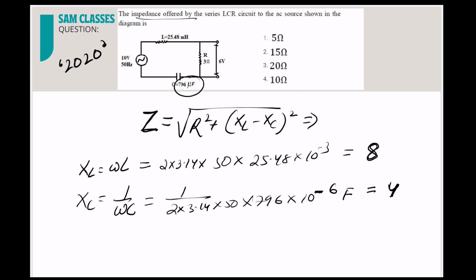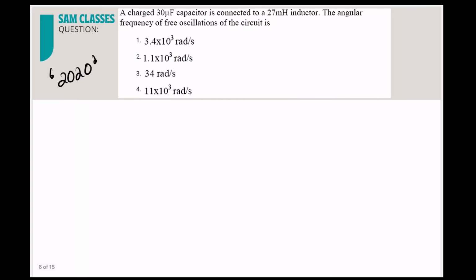So what will you get as the value? Root under of resistance, which is 3, square plus 8 minus 4 whole square is equal to what? You can remember this value, correct? That is 5. That's it. Clear? So very simple. You just need to mug up a few formulas and you will be able to solve all the questions. Okay. Let's see the next part.